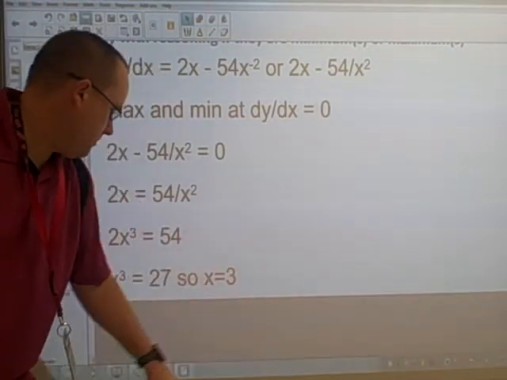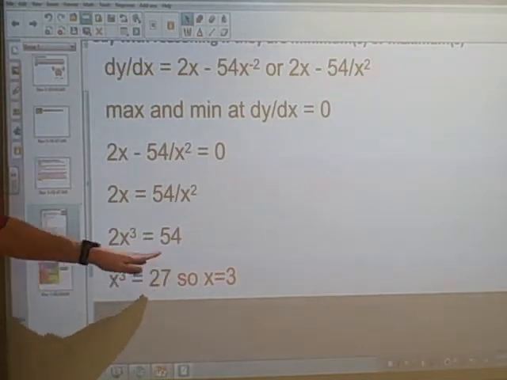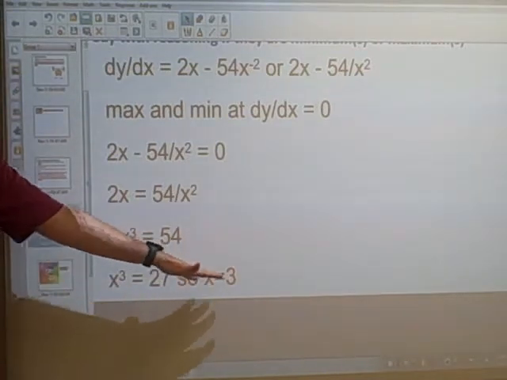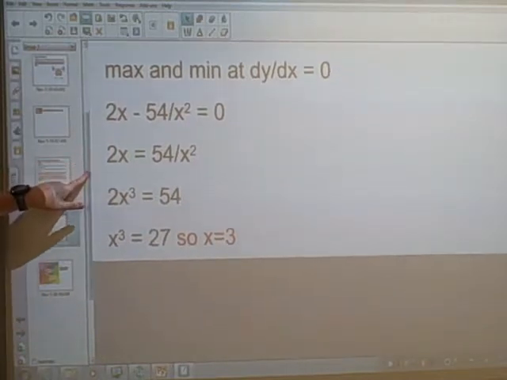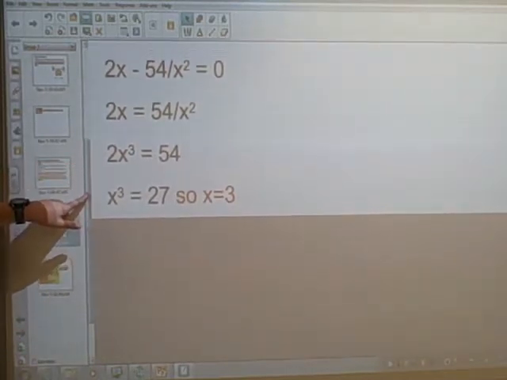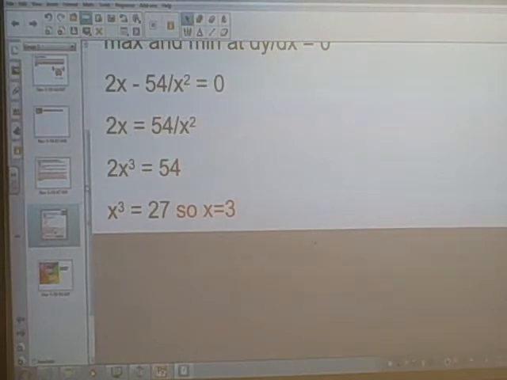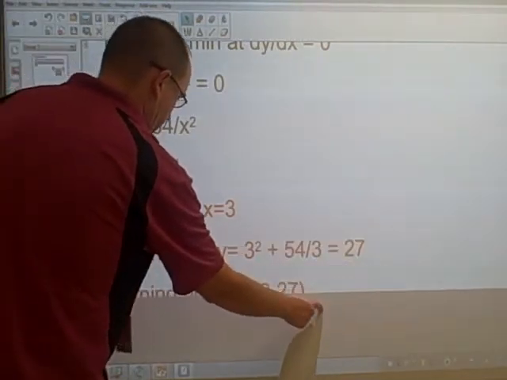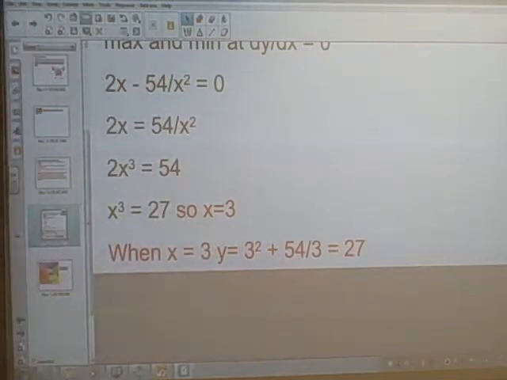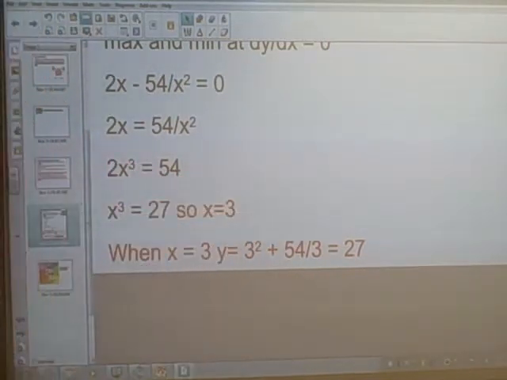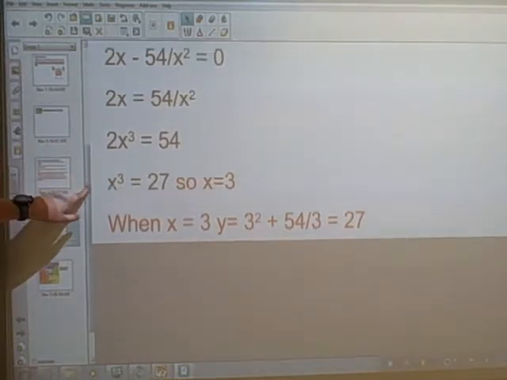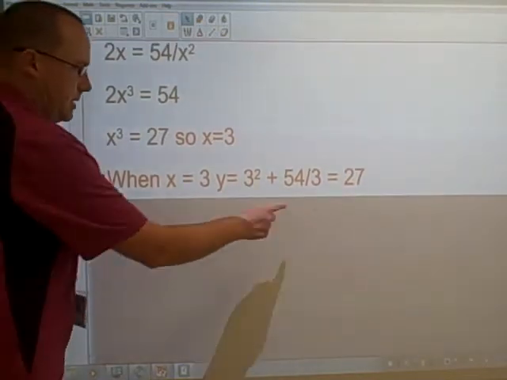Divide both sides by 2. And there's only one solution to x cubed. It's just going to be 3. Negative 3 doesn't work. Negative 3 cubed would be negative 27. Now, same idea as what we were doing the other day. Once we've found that one value, we can substitute back into the original equation to find out what the y value would be for this point. So if we plug 3 into the formula, we get 3 squared plus 54 over 3, which would give us 27. So we know we have a turning point now at (3, 27).